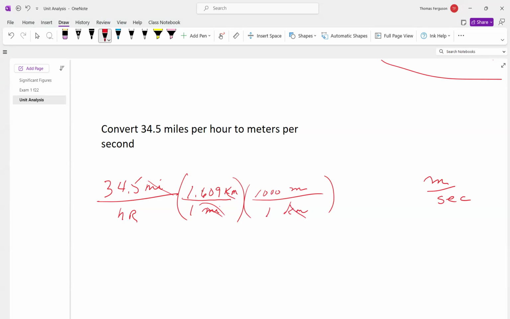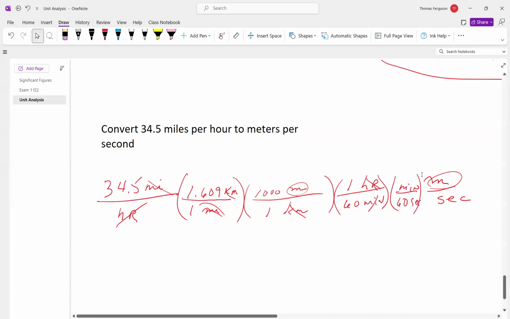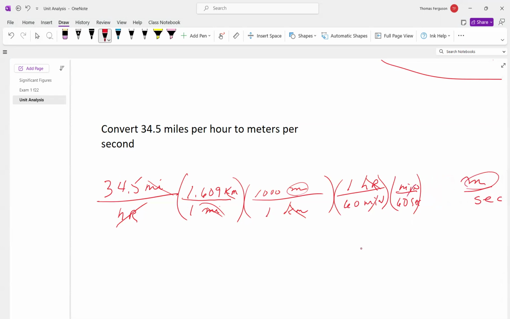So the meter's done now. We've got meters here, meters here. We've got hours and seconds, though. That's what we're going to deal with next. So converting hours to seconds, hours has to cancel, so it's going to be on top. So now we have seconds. Everything cancels except meters and seconds, and that's what we're trying to calculate.